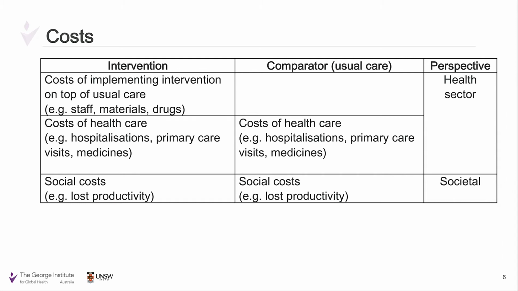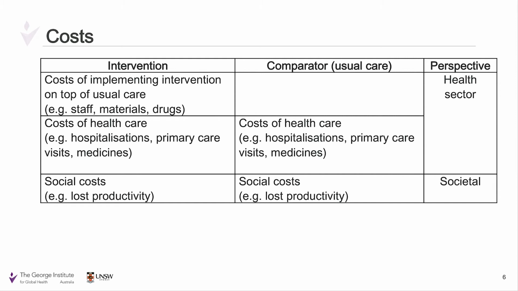visits and medicines. And if we're doing a study or for instance a randomized trial of a new intervention, then what we're interested in is following up the individuals within that trial in terms of their healthcare use, measured in terms of hospitalisation, primary care visits and medicines. And we do that for both patients and individuals in the intervention arm as well as in the comparator arm, people who are receiving usual care. So they're the sorts of costs that we're interested in measuring if we're taking a health sector perspective.